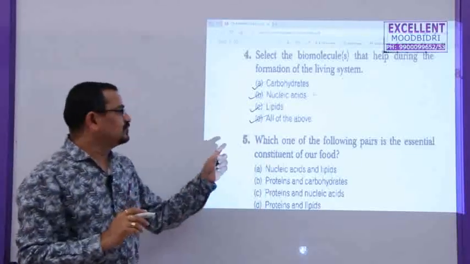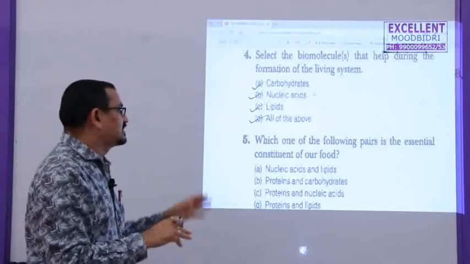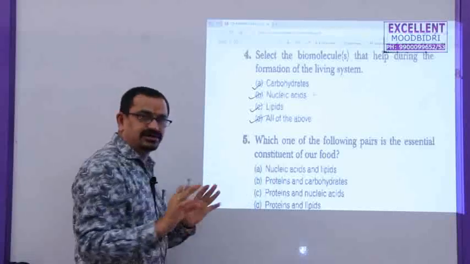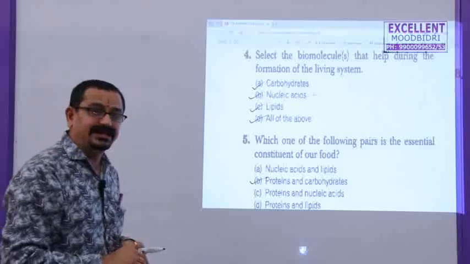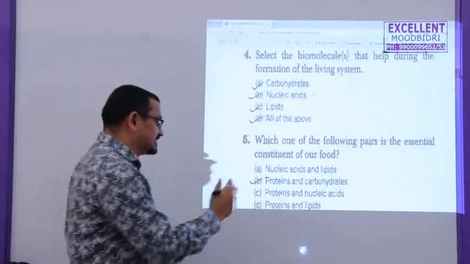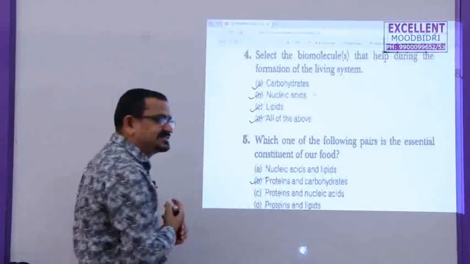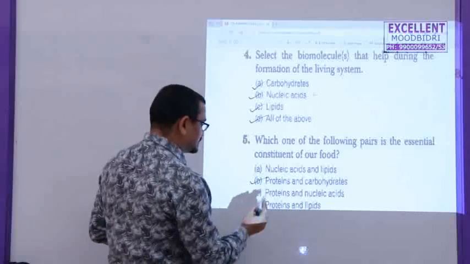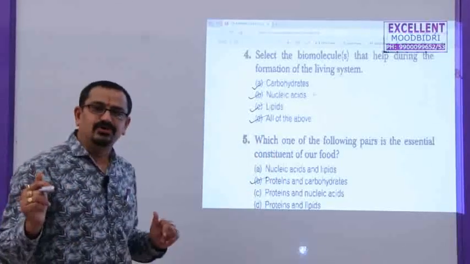And when it comes to the next question, which one of the following pairs is the essential constituent of our food? Nucleic acids and lipids are not essential constituents, whereas proteins and carbohydrates can be taken as essential constituents. So this may be the answer. Proteins and nucleic acid: here again nucleic acids doesn't come under essential constituents and lipids also doesn't come under. So the suitable answer for this is proteins and carbohydrates.